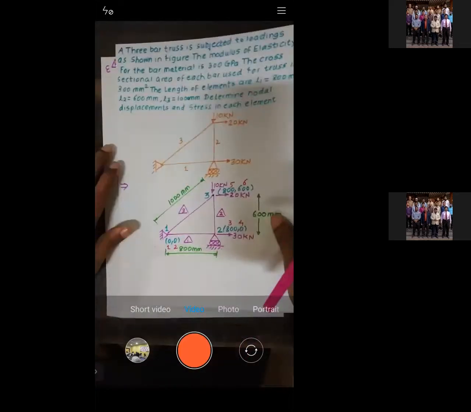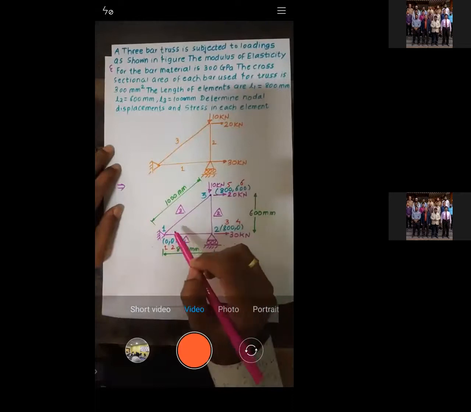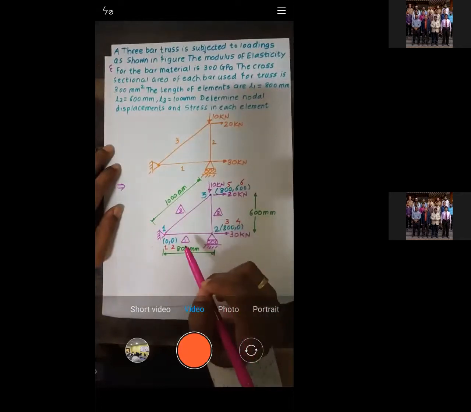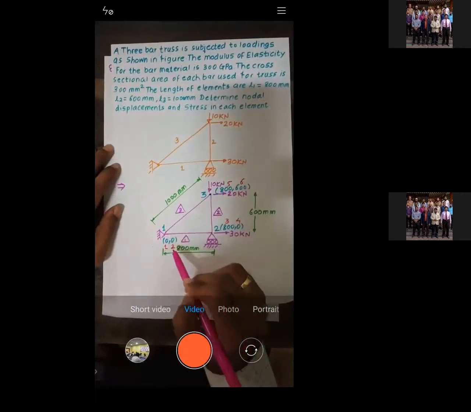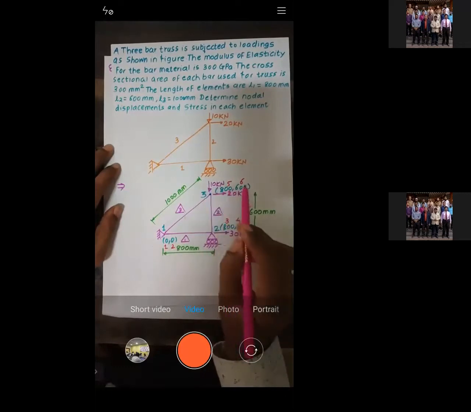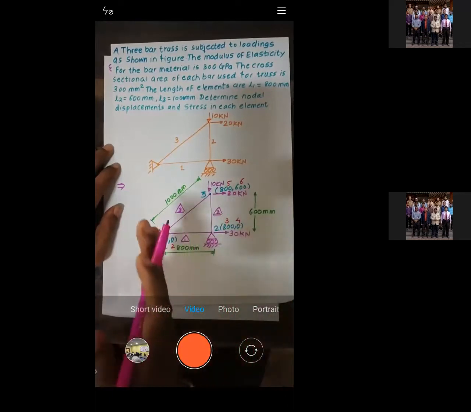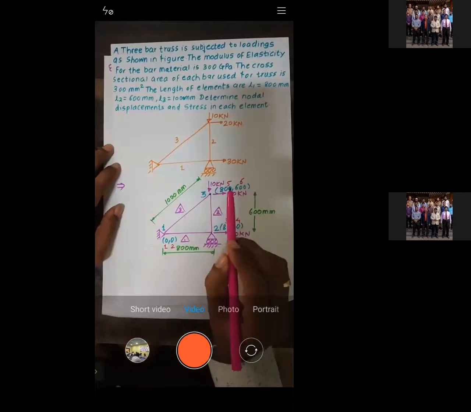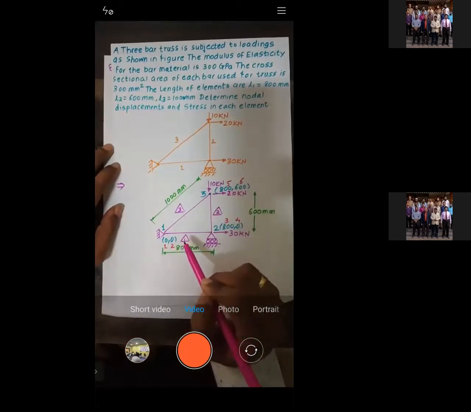At that time you need to take care. All of you see, this is element number 3, which is between node 1 and node 3. For node number 1, the degrees of freedom are 1, 2, and for node number 3, they are 5, 6. We are moving from left towards right, so you should not write 5, 6, and 1, 2. You should write 1, 2, 5, 6.